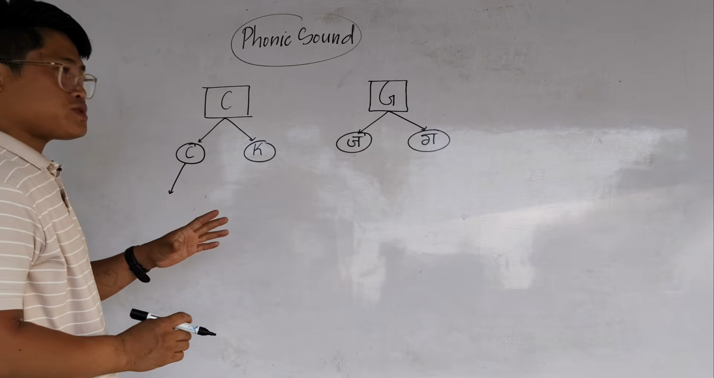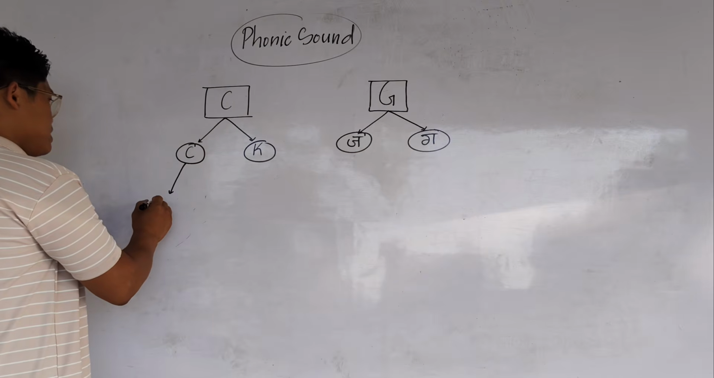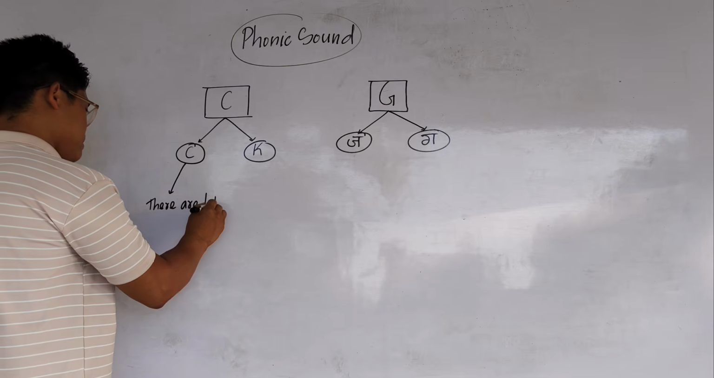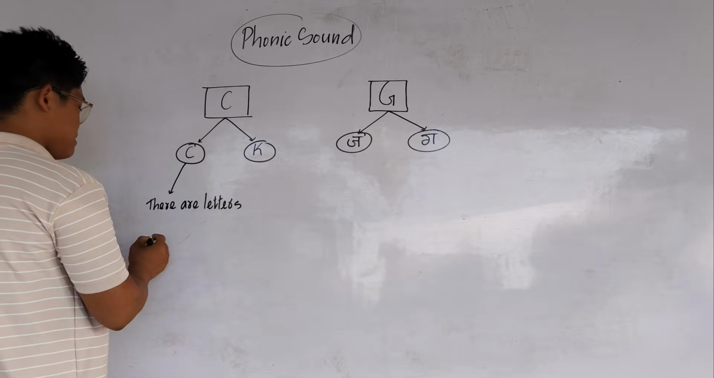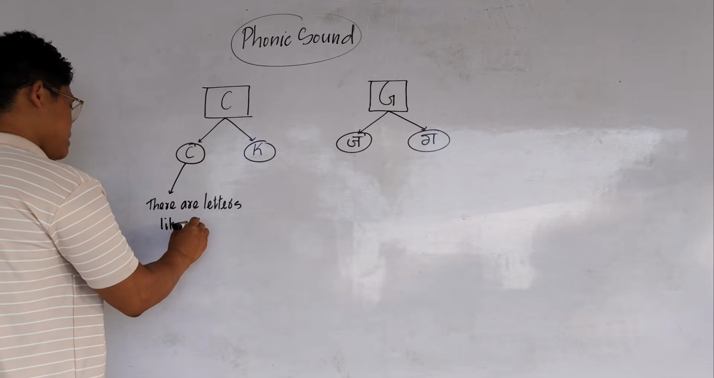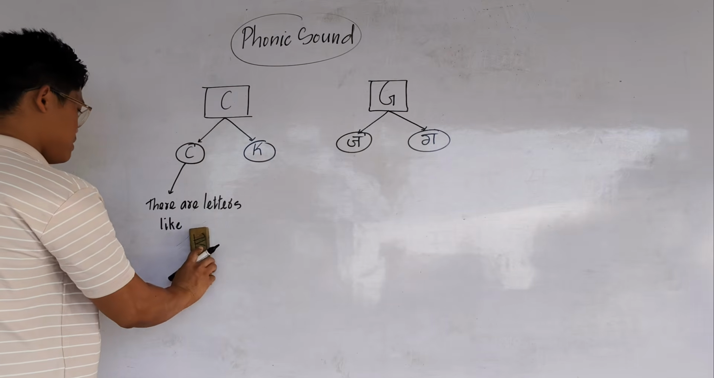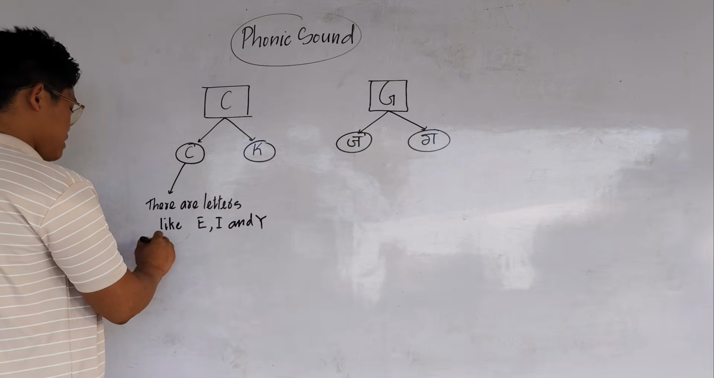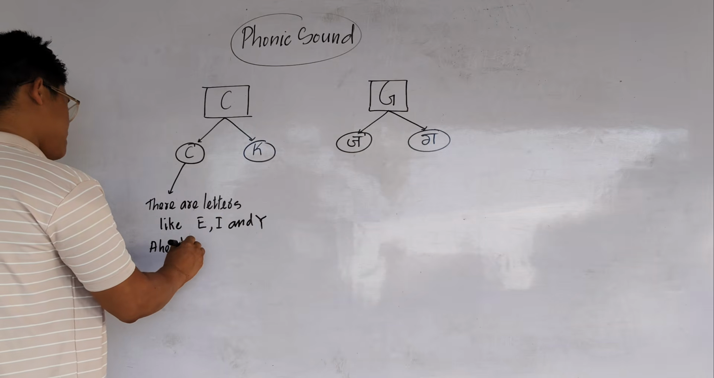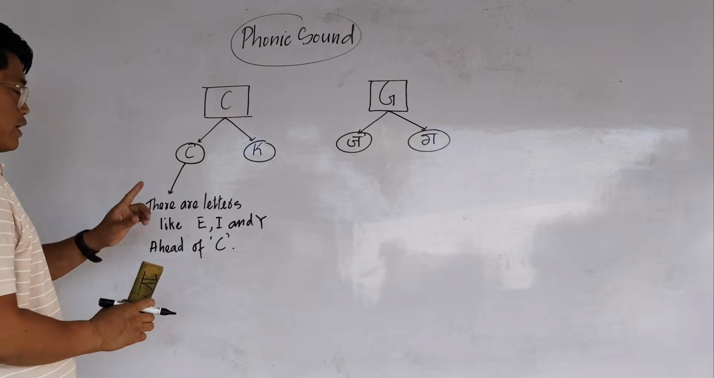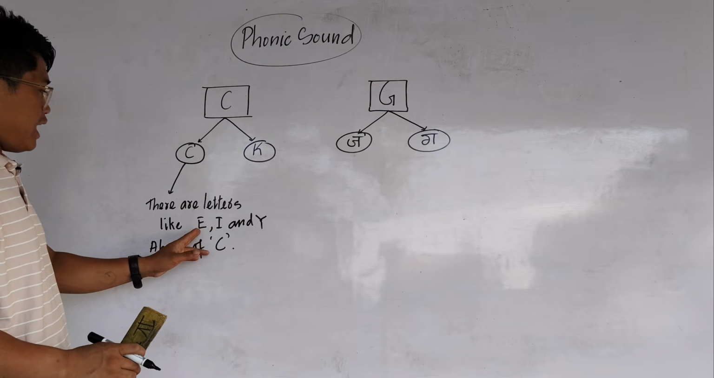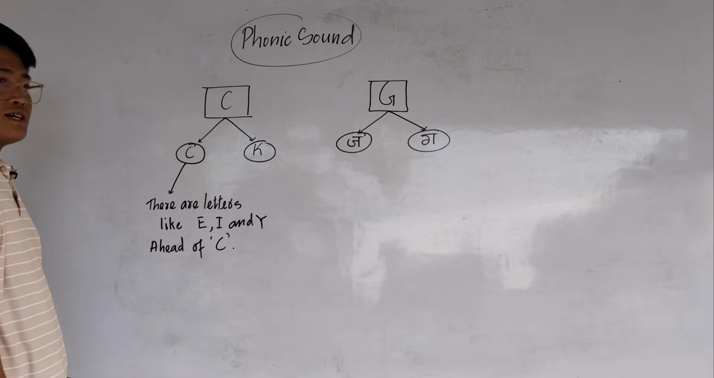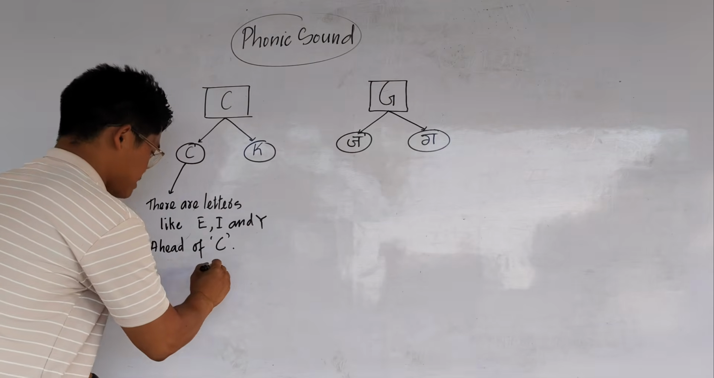C is pronounced as C mostly when there are letters like E, I and Y ahead of C. So when you see any word with E, I and Y after C, then you will pronounce this letter as C. Let me tell you an example.